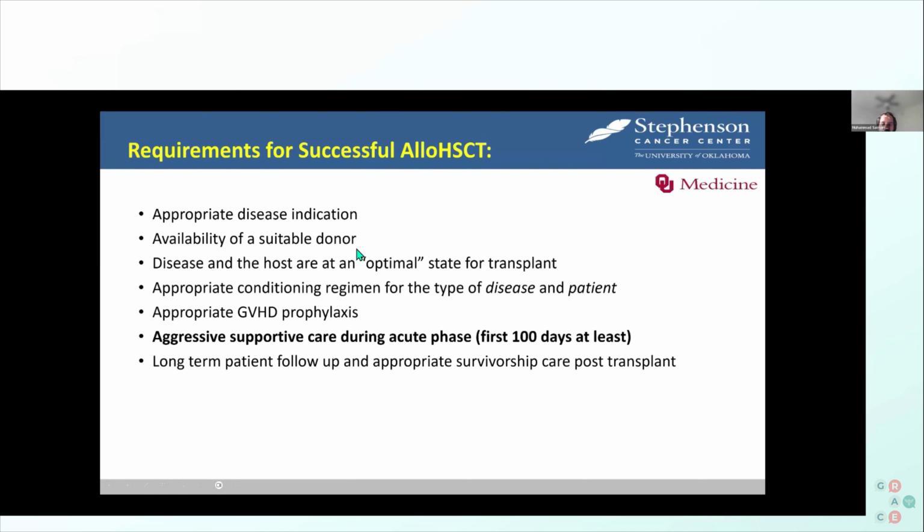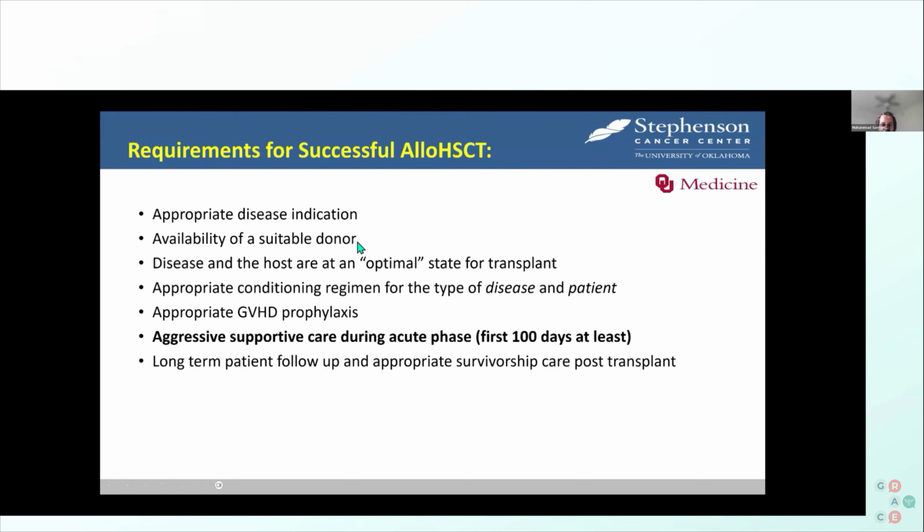Number two, availability of a suitable donor. About 20 years ago, our major donor source was a sibling who had a complete HLA match. HLA is a special typing that is done on white cells. So that was our major donor source. Now, in the last 20 years, we have expanded our donor source to unrelated donors a lot. We have gotten better at HLA matching, and we have a registry of about 30 million people in the US as well as around the world.